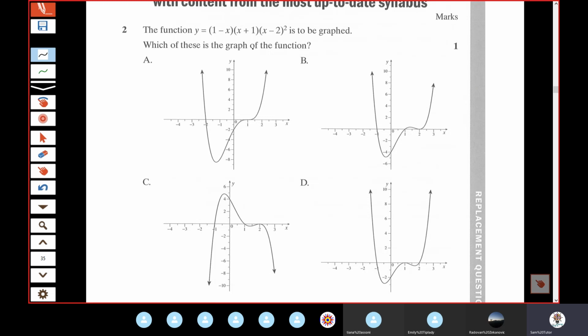Well, what do we remember with these? We should remember that this one means bouncy. This one is cuts through. This one cuts through. Powers of 1, they cut through. They're intercepts. Powers of 2, they are bouncy.